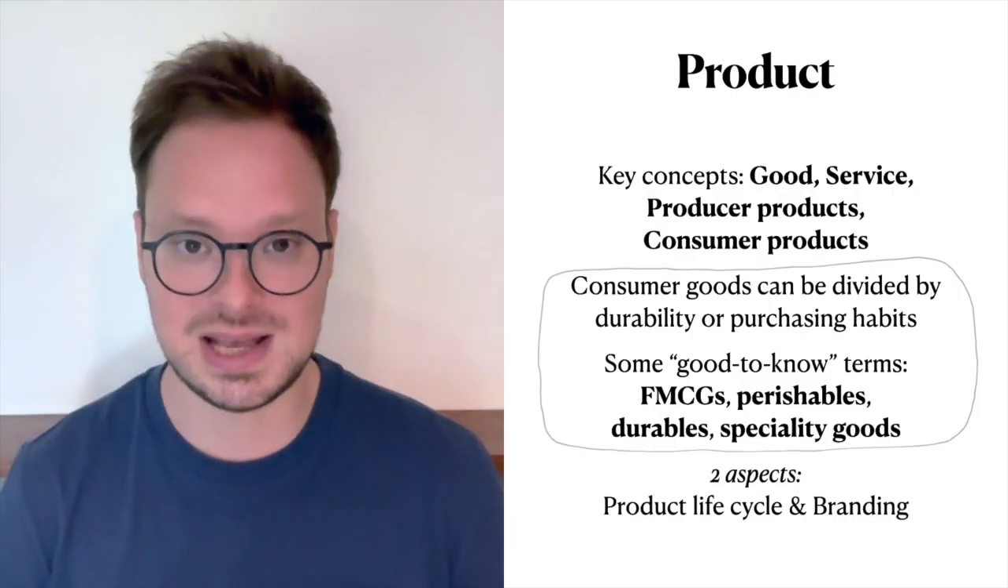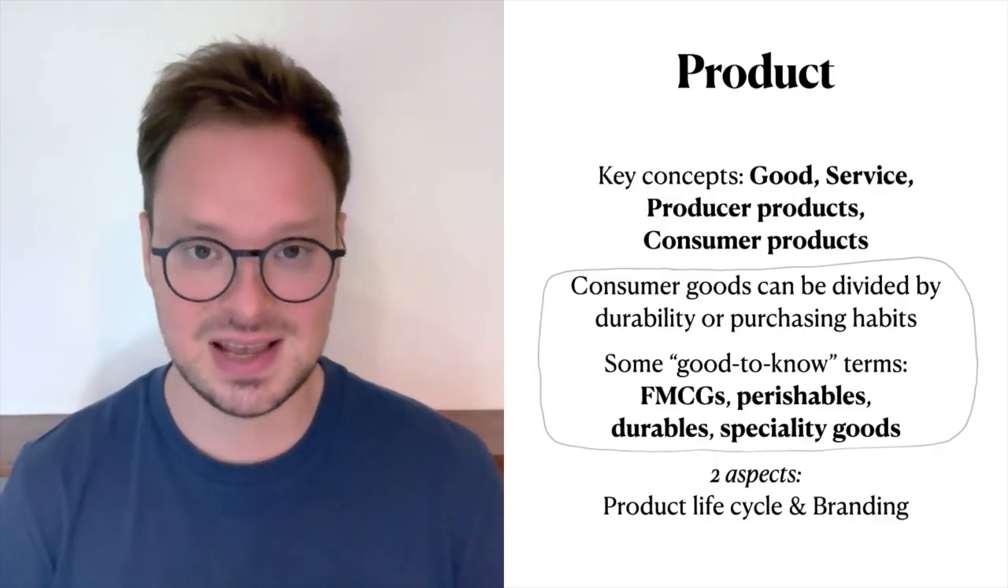This part of class, the product decision of the marketing mix or the product element of the marketing mix, is really heavy in terms of information. So let me break it down for you. We're going to talk about product from 2 perspectives. We'll talk about 2 aspects of products: product life cycle and branding. For now, let's focus on product lifecycle only.